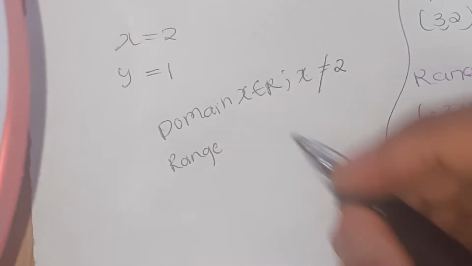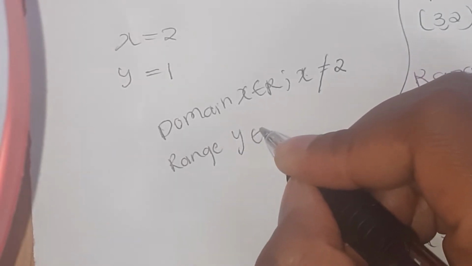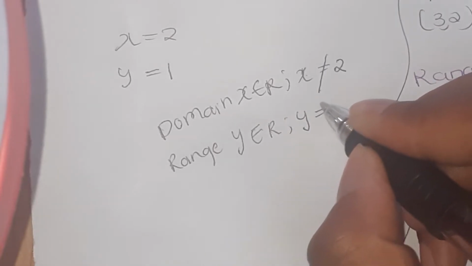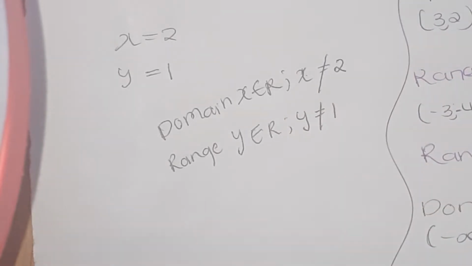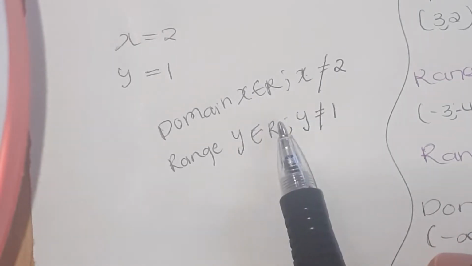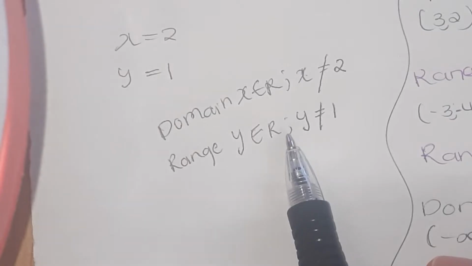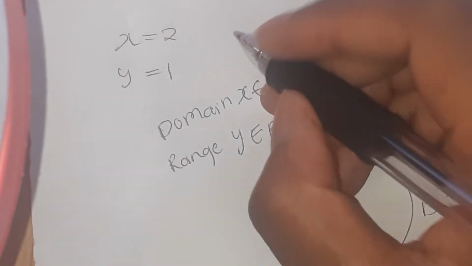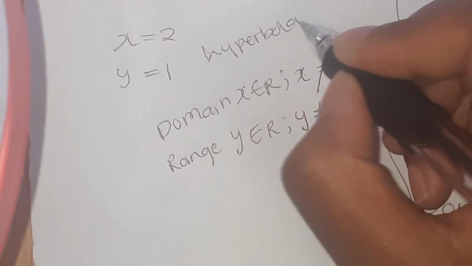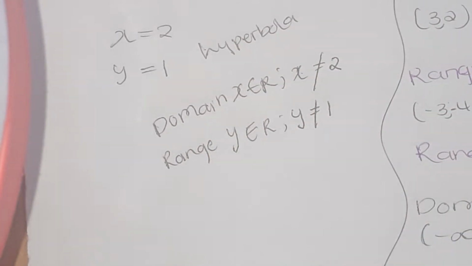how you write this, you say y is an element of a real number, y cannot be equal to 1. Guys, this is as easy as it is. It's just 1 mark for domain and range. So grab that 1 mark. This is how you grab it. Okay, so this is as easy as that. When you have a hyperbola only, this is how you do it. You work with asymptotes to help you get your domain and your range.